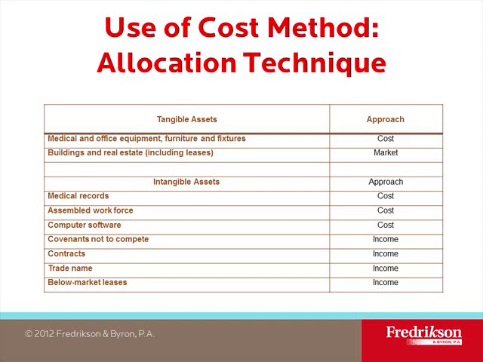For covenants not to compete, contracts, trade names, leases, other things like that. For the work force in place, they recommend a cost method. Now, I think that it's really valuable to use this allocation just because you get a sense of what the risk is in your overall transaction.